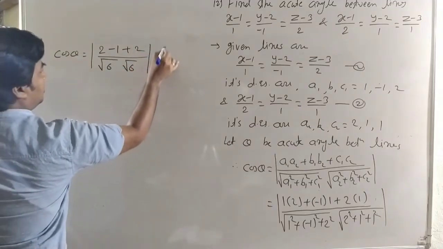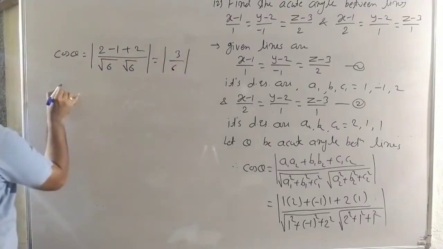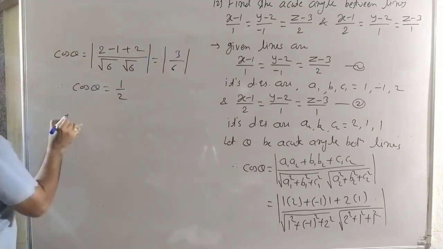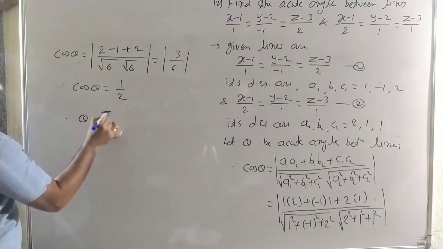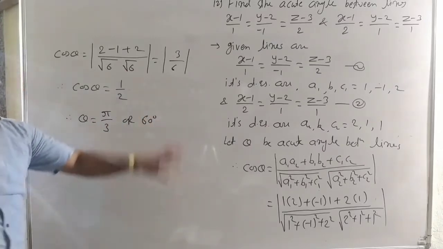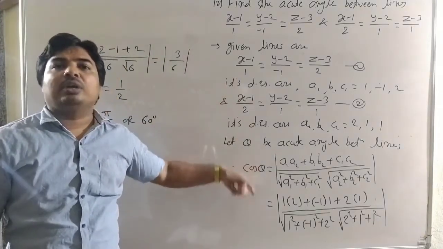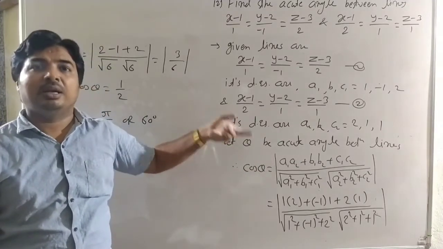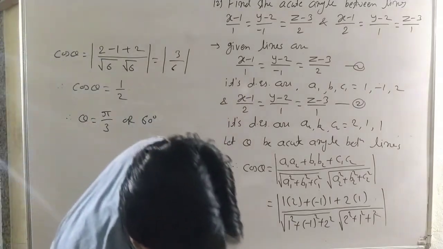See the calculation carefully. It is 2 minus 1 plus 2, which is 3, upon 6, and therefore cos theta is equal to 1 by 2. Then theta is 60 degrees, that is pi by 3 or 60 degrees. When we know the direction ratios of the lines, we find the acute angle between them. You already learned this example in the chapter on vectors, three-dimensional geometry, direction ratios and direction cosines. Okay, now the next example.